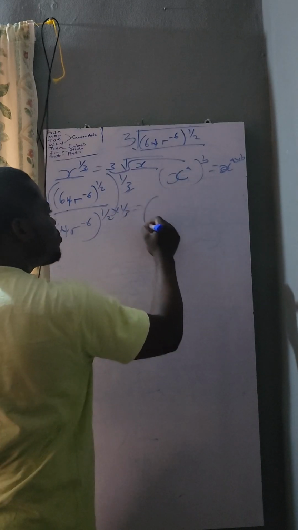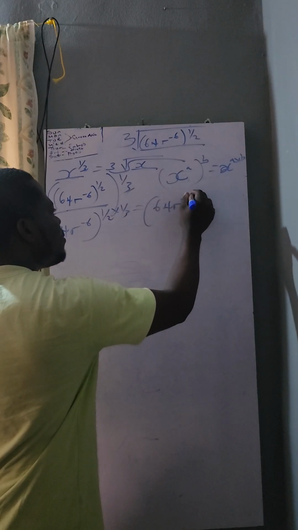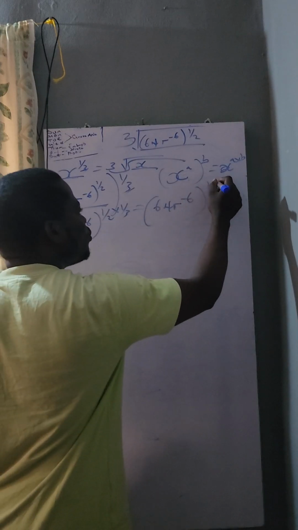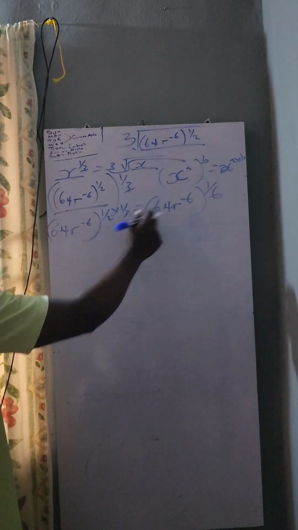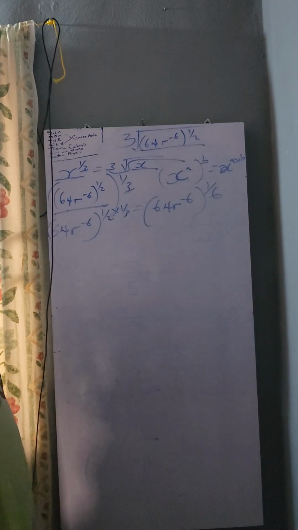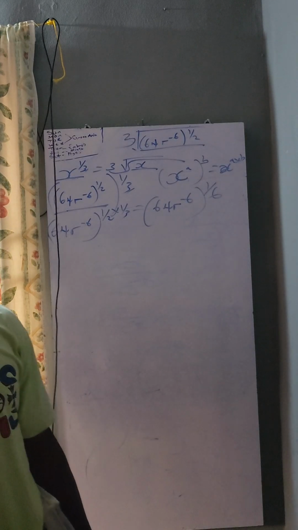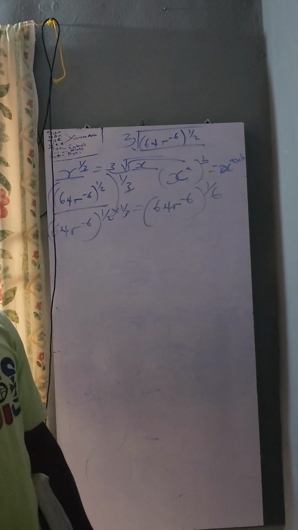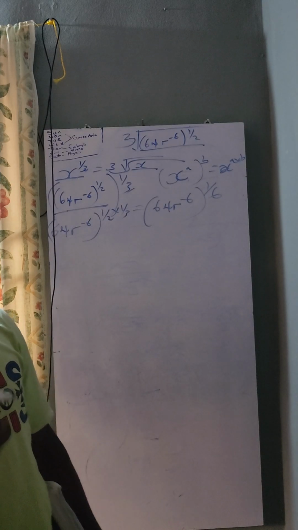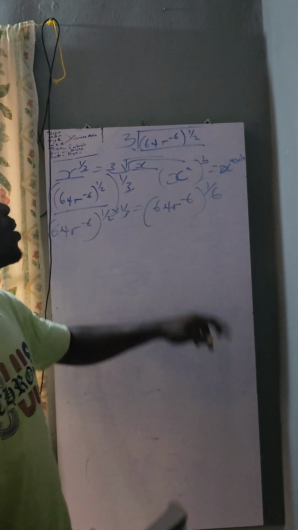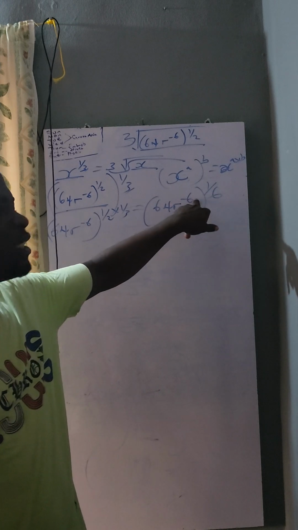So here I'm having what? Open bracket 64r raised to power minus 6 into bracket 1 over 6. You know 1 times 1 is 1, 2 times 3 is 6. Now, I'm having 1 over 6. How do I eliminate 1 over 6? That's what you should think of. Okay, I'm having r raised to power 1 over 6, r raised to power minus 6 here.